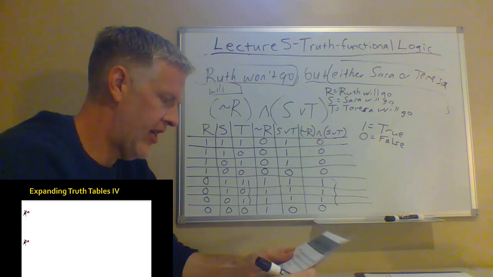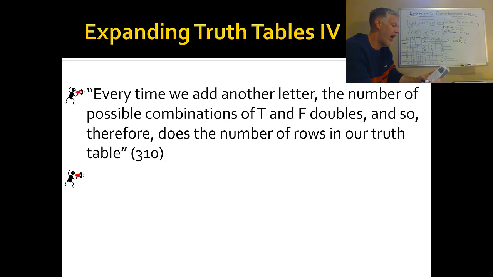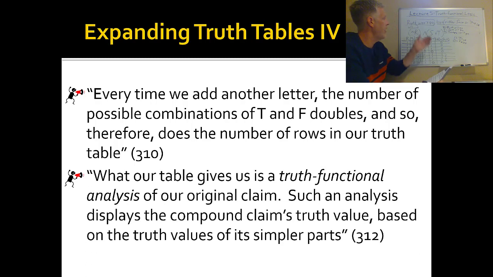So on top of slide 10, quoting the authors, as they point out on 310, basically the same thing I just mentioned. Quote, "Every time we add another letter, the number of possible combinations of T and F doubles, and so therefore does the number of rows in our truth table." So this is them summarizing what we're up to here, as they say on 312. Quote, "What our table gives us is a truth functional analysis of our original claim. Such an analysis displays the compound claim's truth value based on the truth value of its simpler parts."